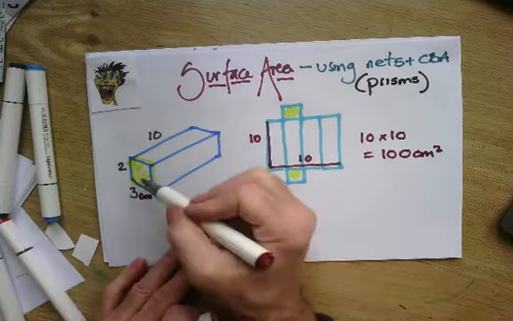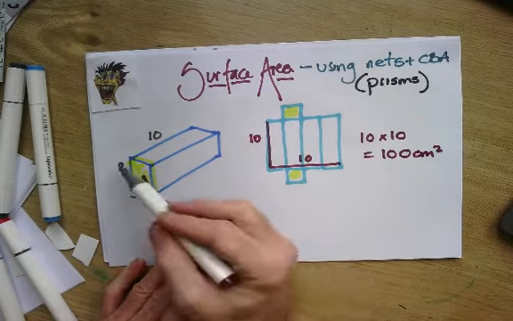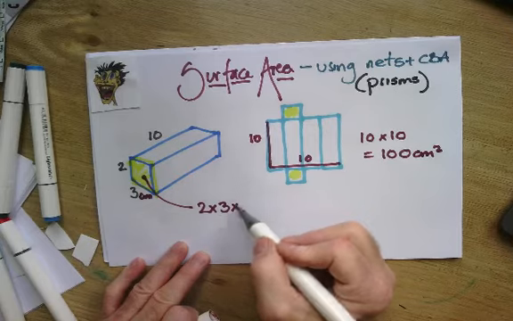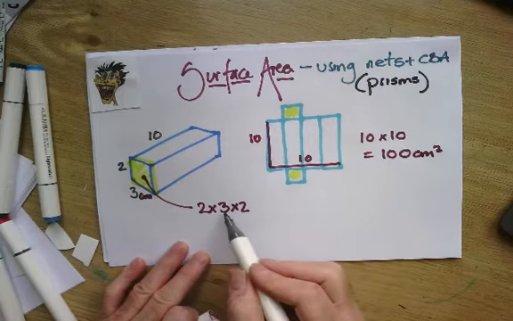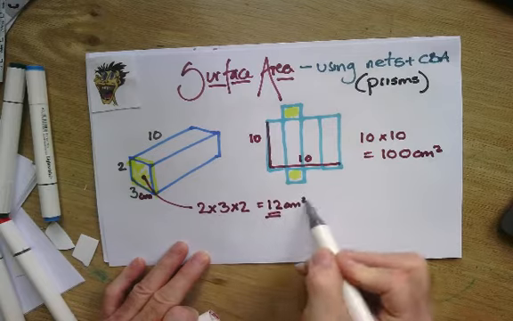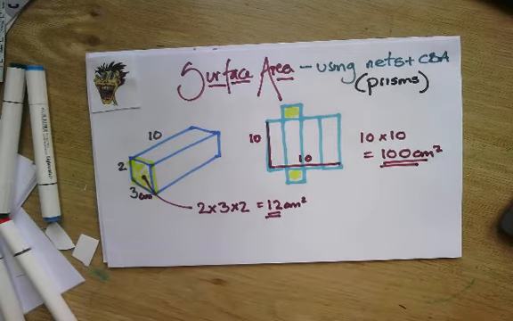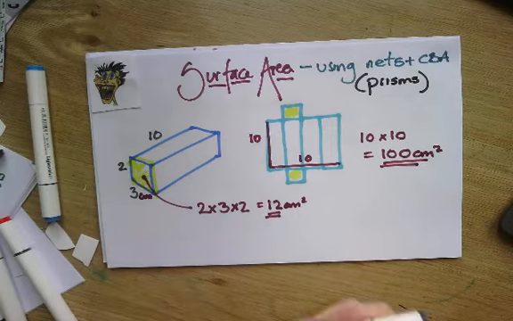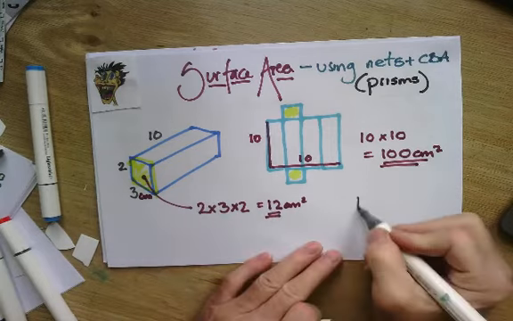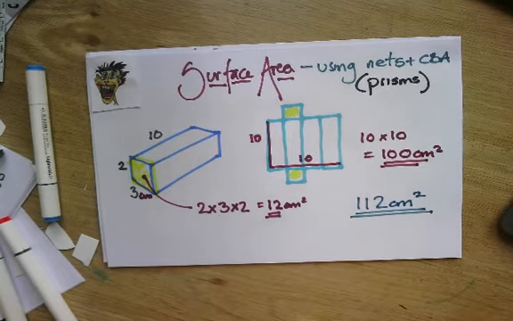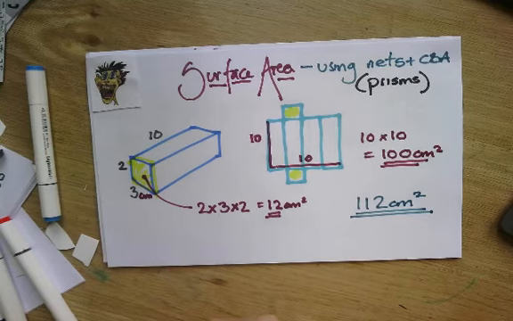Now I just need to work out these 2, which is this area here. That's 2 times 3. And of course I've got 2 of those, so double that. So 2 times 3 is 6, times 2 is 12. So now I just have to add these together, and I get the total surface area of this cuboid, which I think is a really quick way of doing it. And that's how you do the surface area using nets.